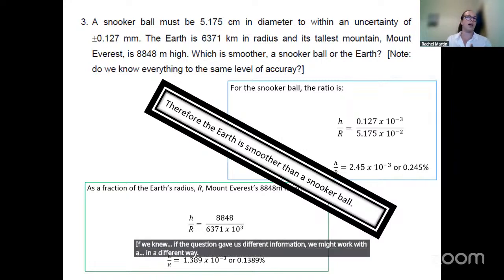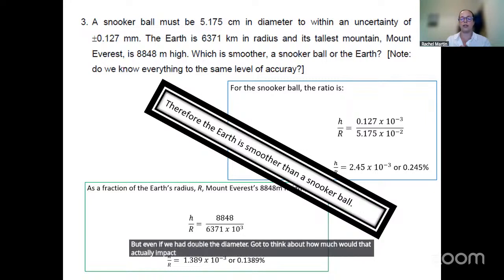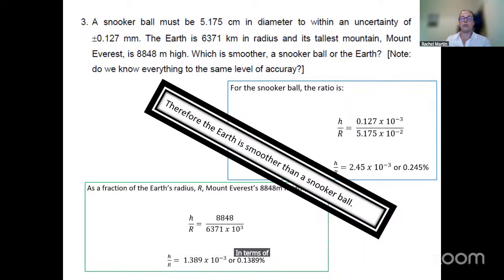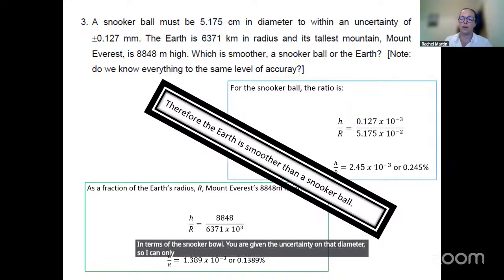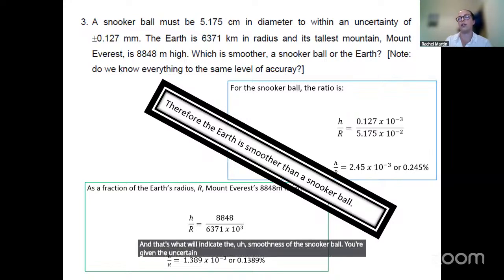But even if we had double the diameter, we've got to think about how much that would actually impact this answer. In terms of the snooker ball, you are given the uncertainty on that diameter, so I can only compare that percentage for the given values, and that's what will indicate the smoothness of the snooker ball. You're given the uncertainty on that whole diameter.